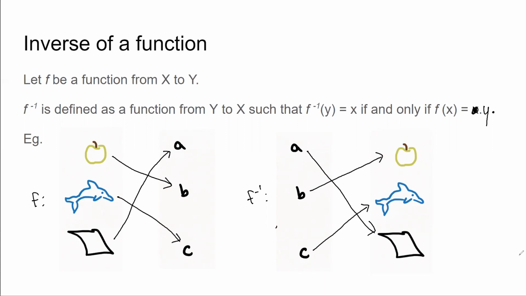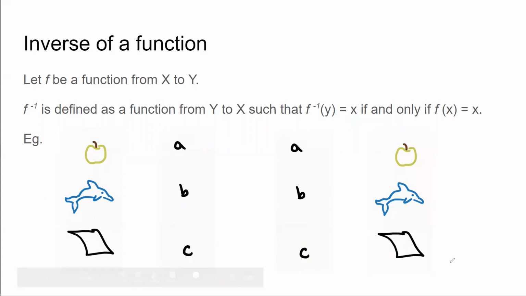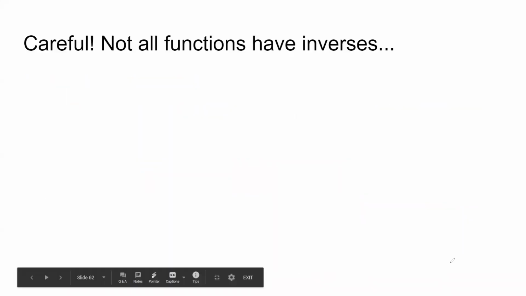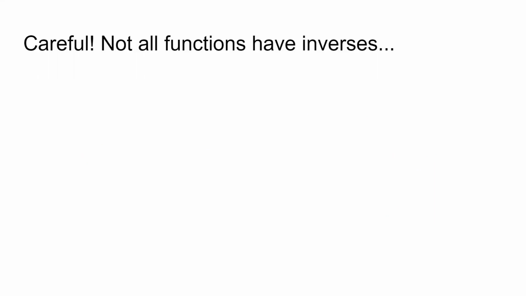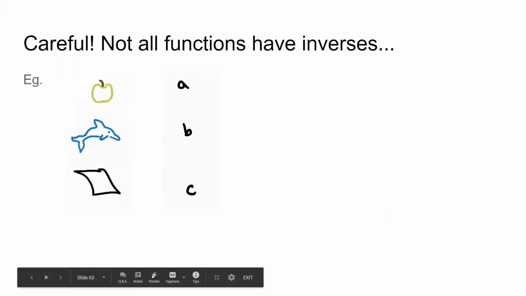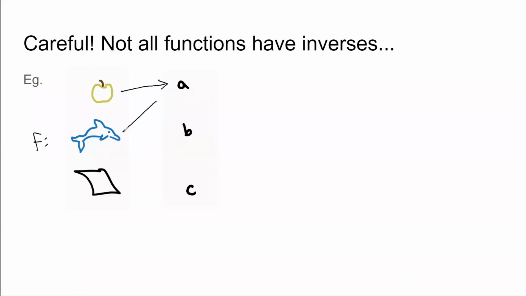But you have to be a little bit careful. So let's take a look at the following. Careful, not all functions have inverses. So for example, what if I have f, which sends apple to A, dolphin to A, and paper to B?